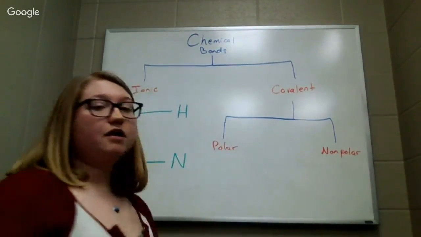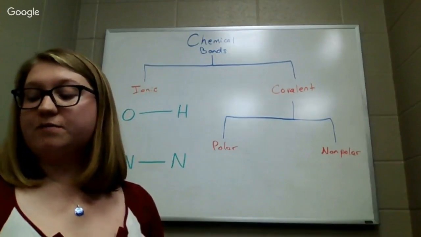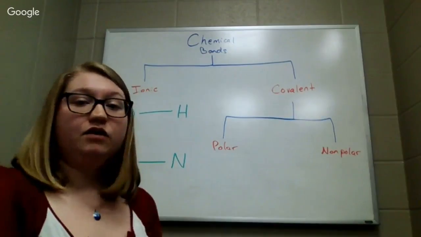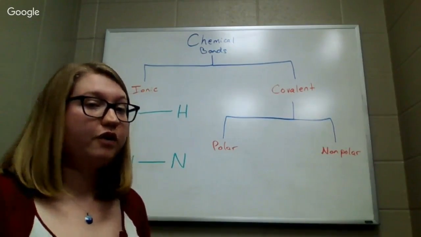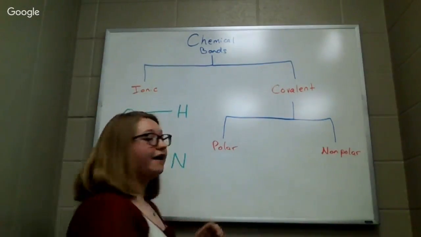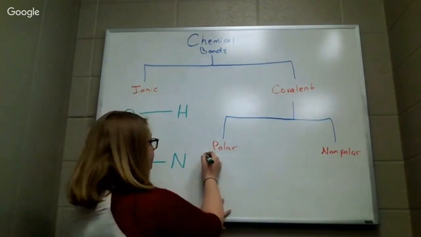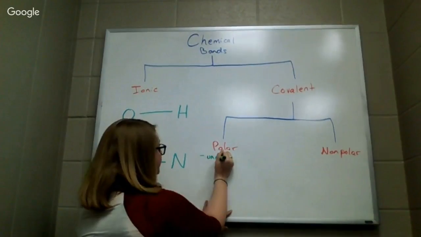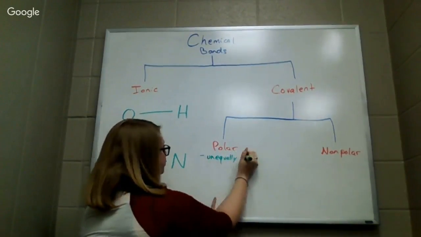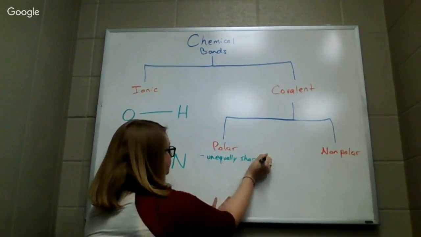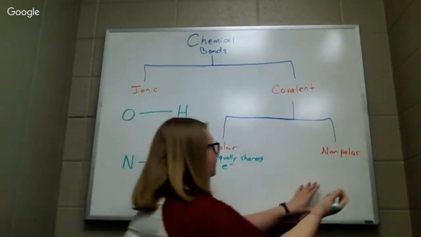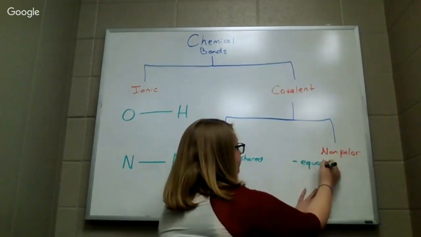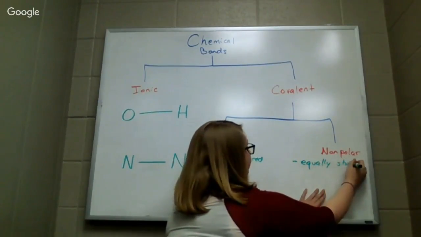So the question then becomes, what causes a bond to be polar or nonpolar? One of the main causes for a polar or nonpolar bond is how they share their electrons. So a polar bond has unequally shared electrons. And on the opposite end of that, nonpolar bonds have equally shared electrons.